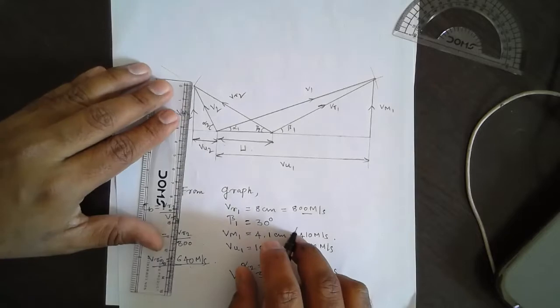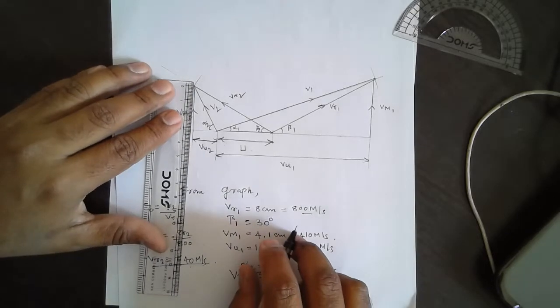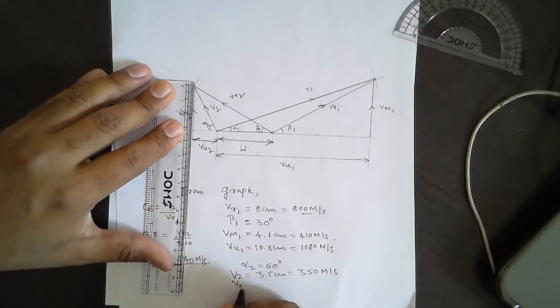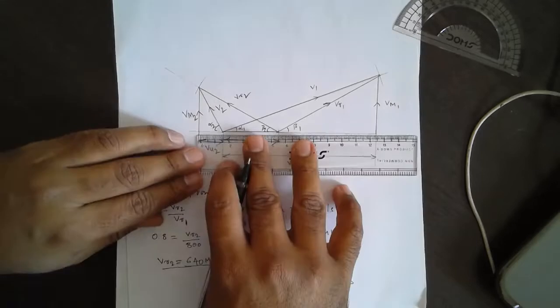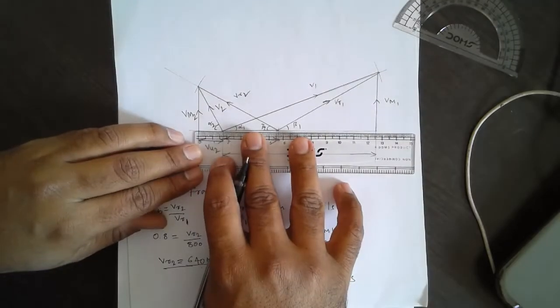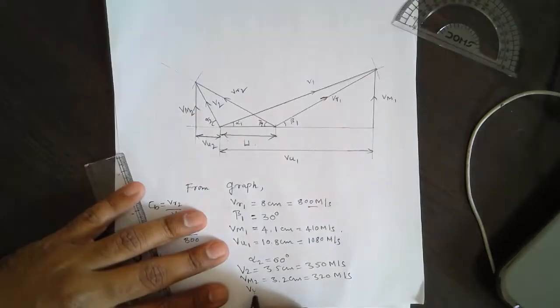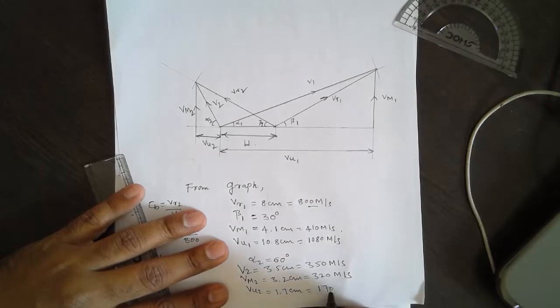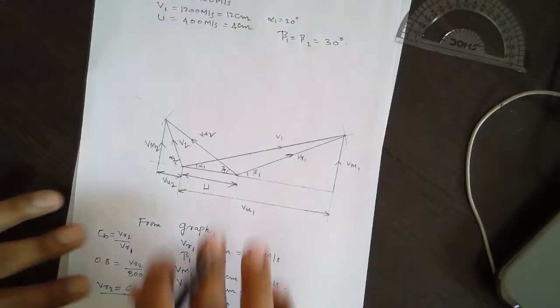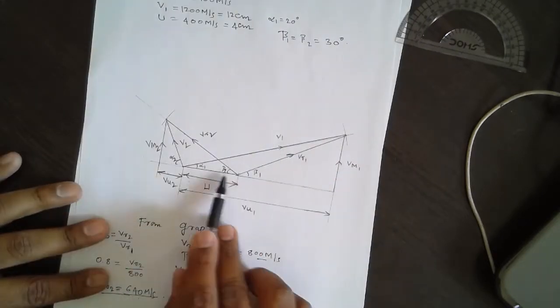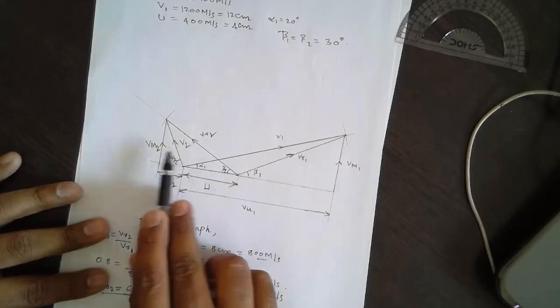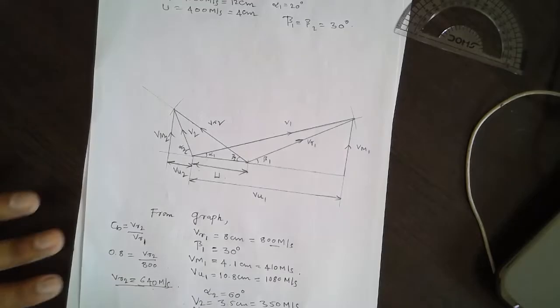Then VM2 is 3.2 centimeter, that is 320 meter per second, and VU2 is 1.7 centimeter, or 170 meter per second. Got all the values, that is V1, VR1, VM1, U value, alpha 1 and alpha 2, beta 1 and beta 2, VR2, V2, VM2 and VU2 value from the velocity triangle.